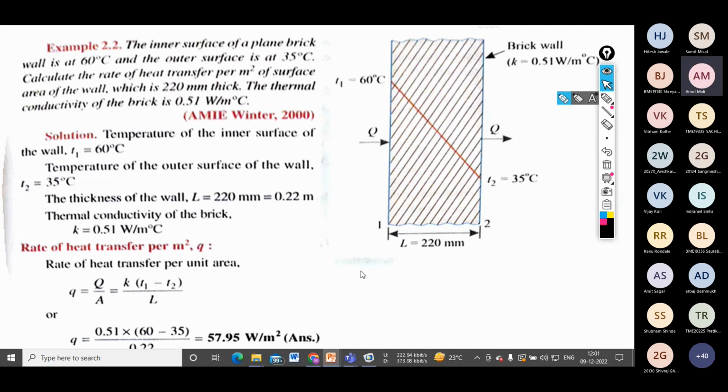Okay. Next to that, here you can see the thermal conductivity of brick is how much? 0.51 watt per meter degree centigrade. Okay. So here at the left hand side the 60 degree temperature, and at right hand side the 35 degree centigrade is there, and thickness of wall is how much? 220 mm. And this line is showing what? Temperature distribution, how the temperature is getting distributed from higher to lower temperature, as well as they have given the thermal conductivity, and they want to find what? Rate of heat transfer. So that also we will find.